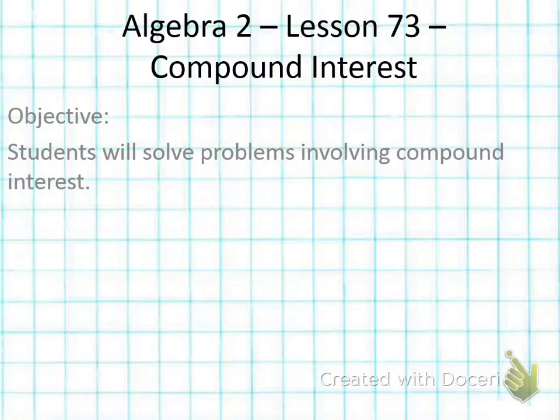Okay, this is lesson 73, compound interest. So today's a conceptual lesson. Compound interest has to do with exponents. It's an exponential model. And so whenever someone has money, you could be earning interest.